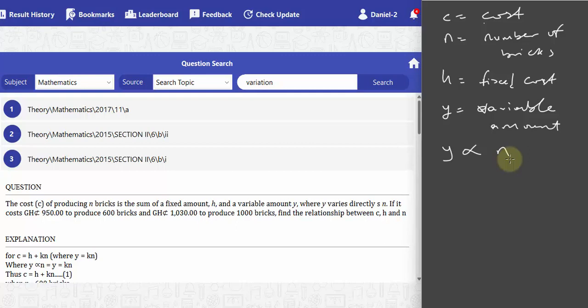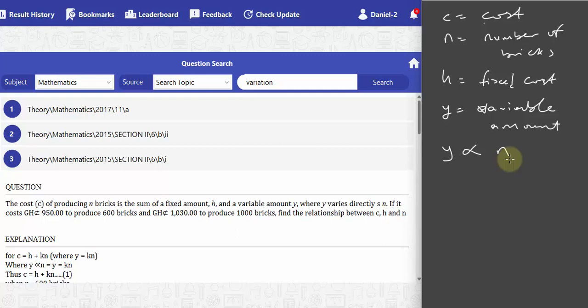So the one thing I need you to understand clearly is this. They use a term for C. They said C is the cost of producing N bricks, and that C is the sum. They didn't say C is partly constant. They said C is the sum. So when you see something like this, it means they are actually giving you the exact formula of C. They are not giving you a variation relationship.